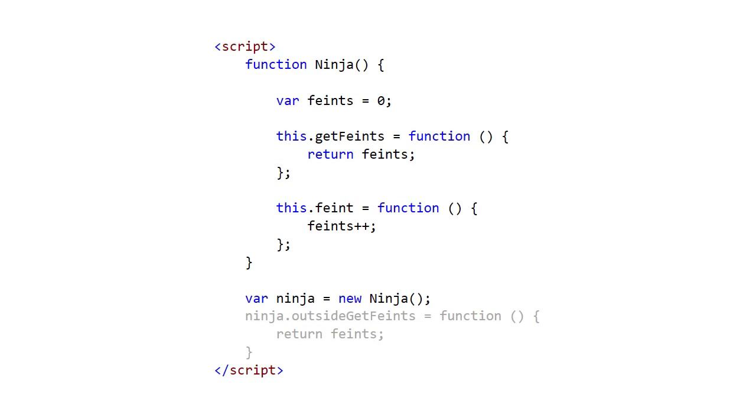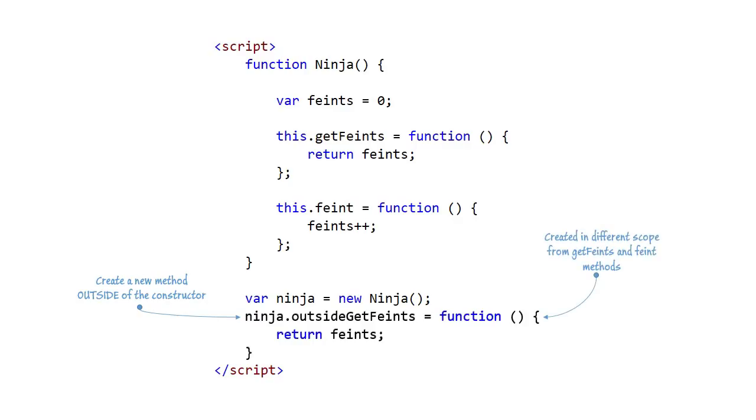For example, take a look at the following code, in which we create a new object method outside of the constructor. This new method is created in a scope different from the getFeints and feint methods, and thus does not have access to the feints variable.